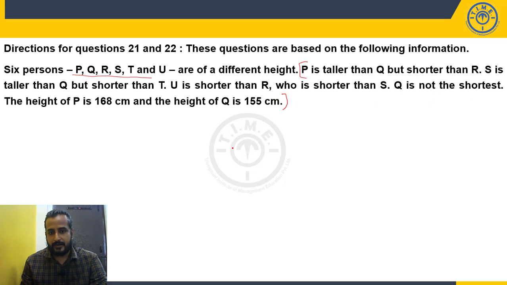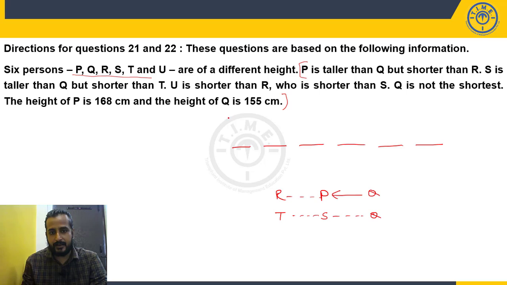P is taller than Q. Let us take the 6 positions: 1, 2, 3, 4, 5 and 6. P is taller than Q. Somewhere else P should be before Q. P is taller than Q, but shorter than R. So P is shorter than R somewhere in the arrangement. S is taller than Q, but shorter than T. So S is shorter than T.